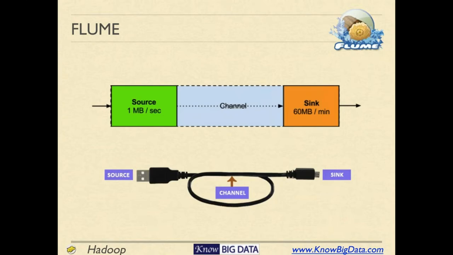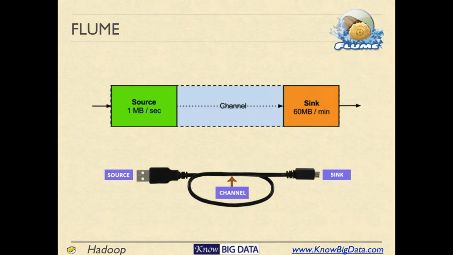So an agent is made up of a source, a channel and a sink. Agent is a software component. In XML you can describe what kind of source an agent has, what kind of channel it has, and what kind of sink it has. So every agent has three parts. Now, why do we need three parts?